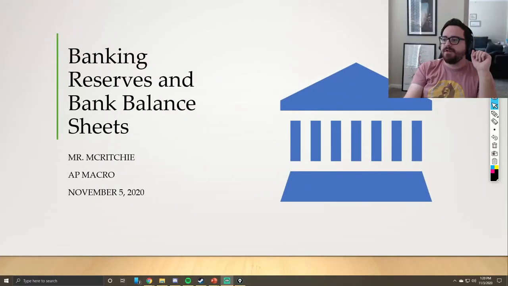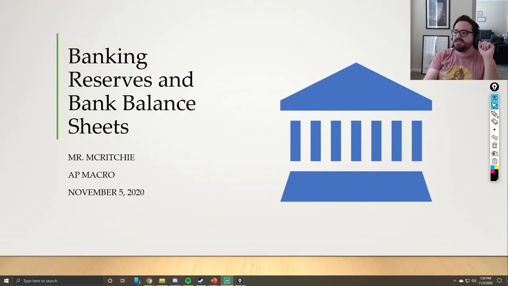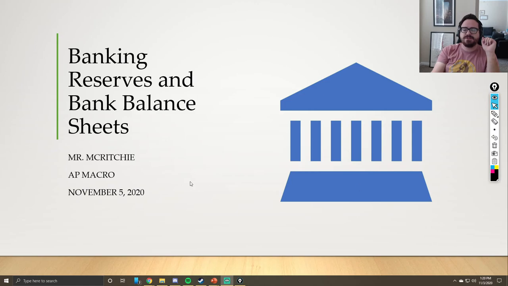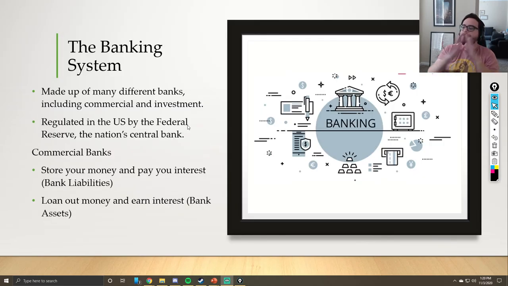Now, make sure that I have a good view on all this so you guys can see everything. This one's going to be kind of important to see what's on the screen. So, banks. The banking system in the United States is fairly complicated. There are a bunch of different banks, including commercial banks for me and you, general people, and investment banks that are geared towards investors and businesses, stuff like that. Now, businesses can use commercial banks.